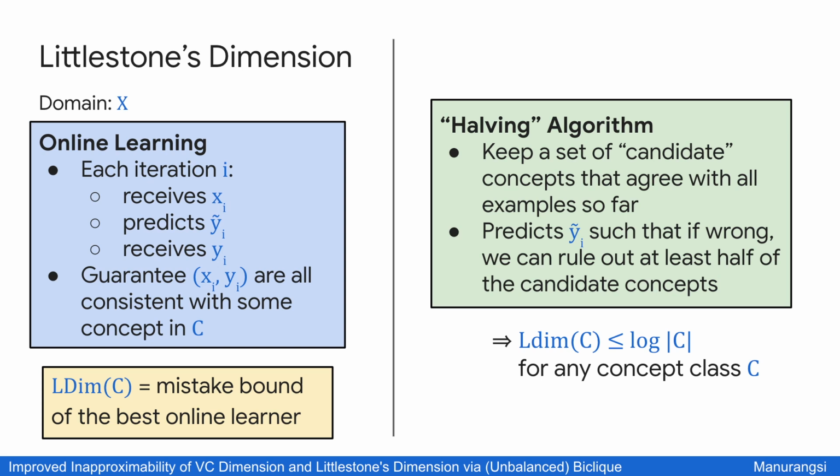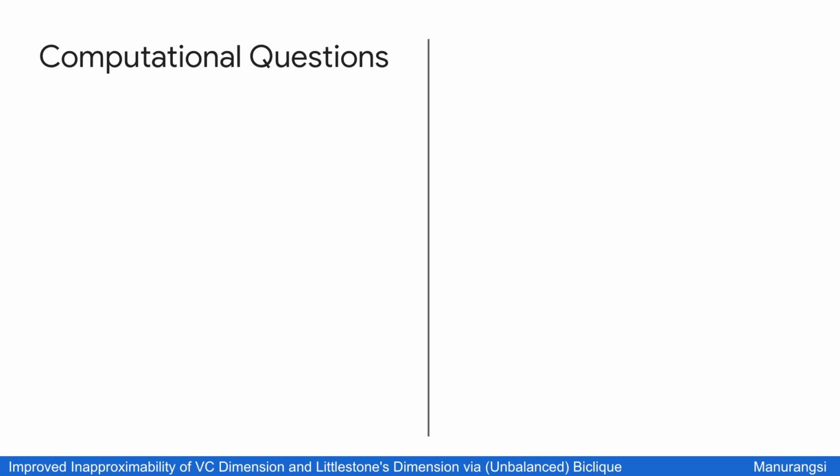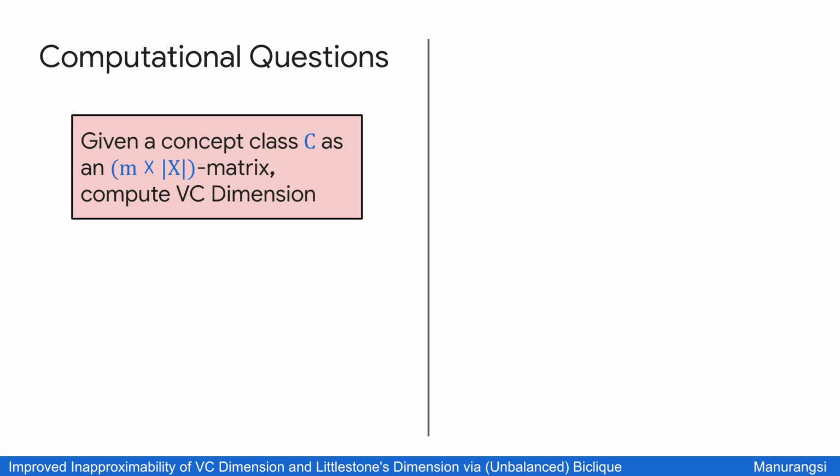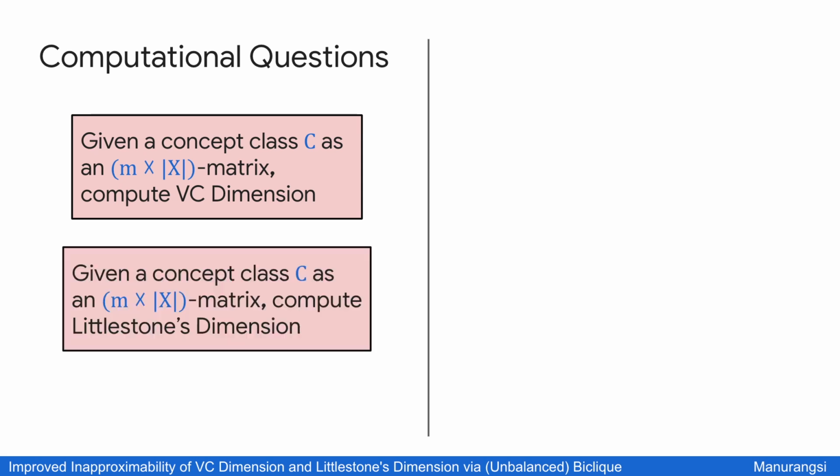All right, so with those definitions in mind, let's state the computational questions that we are interested in here. The questions are as simple as it gets. We are given a concept class C explicitly as an m times |X| matrix, and we want to compute its VC dimension or its Littlestone dimension. Here we will use little n to denote the size of the input, which is m times |X|.